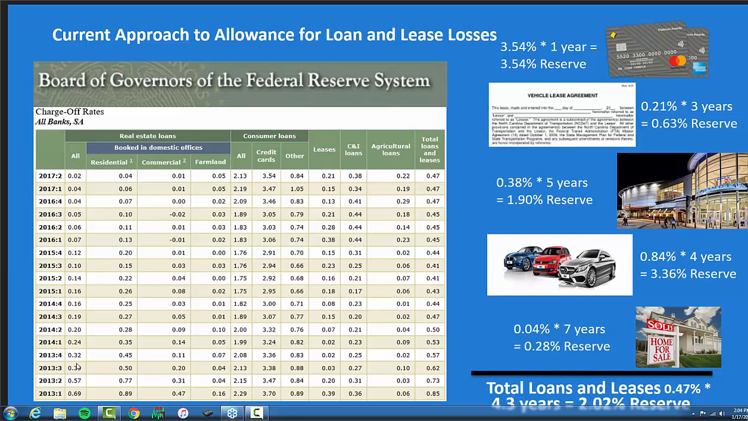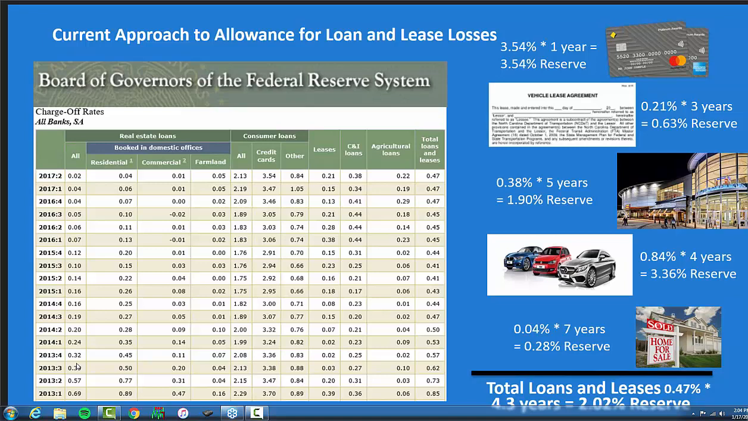The way folks are calculating loan loss reserves today, they're basically classifying loans much the way they do for the call reports. Here's how the Federal Reserve does it, and CUA does it basically the same way. They've got credit card loans, leases, commercial real estate, consumer loans, mortgages, and all those separate pools. Essentially, what folks do is look at the historical charge-off rate for that loan type and multiply it by the expected number of years that loan typically is on the books.